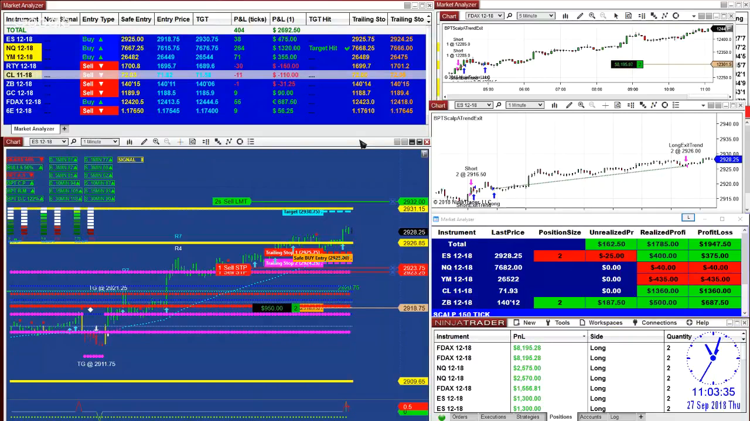Also, we had a signal on the Russell, and I was surprised why it was short on the Russell when the ES, NASDAQ and Dow Jones are long, but that short signal on the Russell didn't work. And the CL, actually, we're still struggling on that trade. Why?